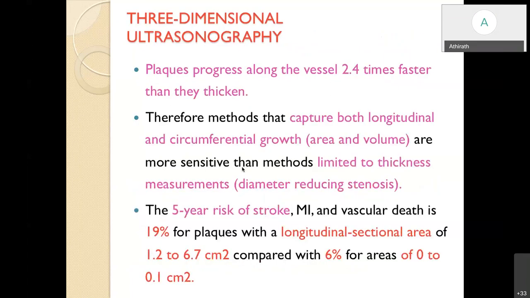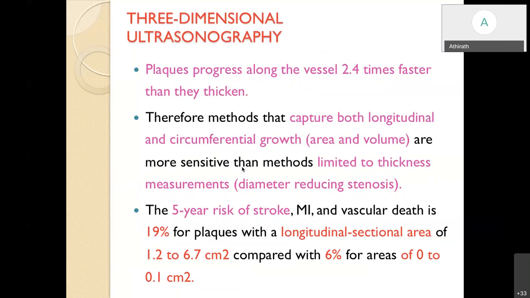Coming to the next topic, that is three-dimensional ultrasonography. Plaques progress along the vessel 2.4 times faster than they thicken. Therefore, we require methods which capture both longitudinal and circumferential growth of the plaque, rather than techniques which are limited only to thickness measurements, that is diameter-reducing stenosis. The advantage when we capture both longitudinal and circumferential growth is that we can know the area and volume of the plaque which is actually present at the carotid bifurcation.